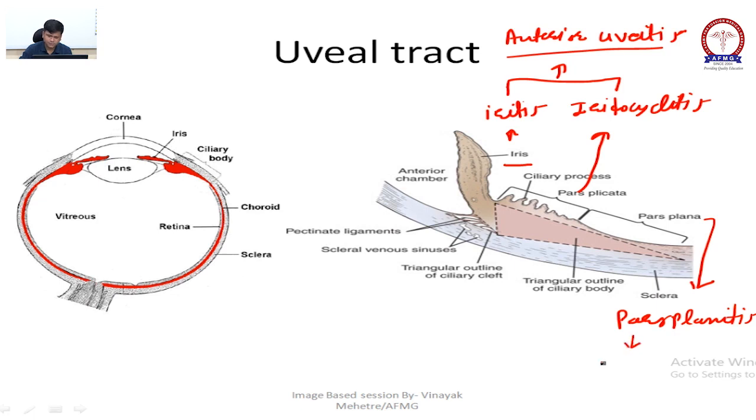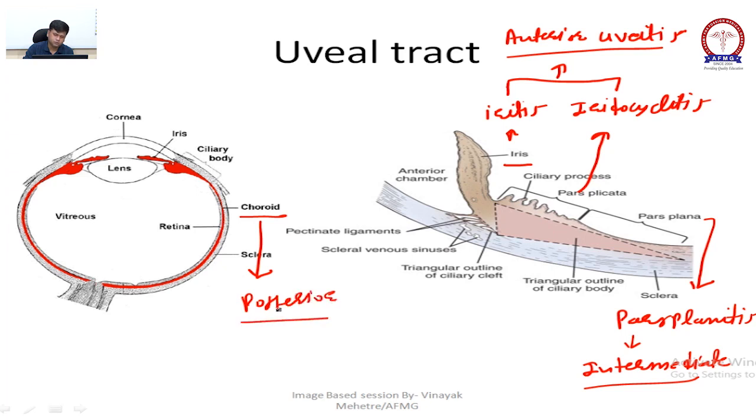Pars planitis. This is your intermediate uveitis. Okay, and if the choroid gets infected, this is called choroiditis, and it will come in posterior uveitis. When anterior, posterior, and intermediate all get infected together, it is called panuveitis.